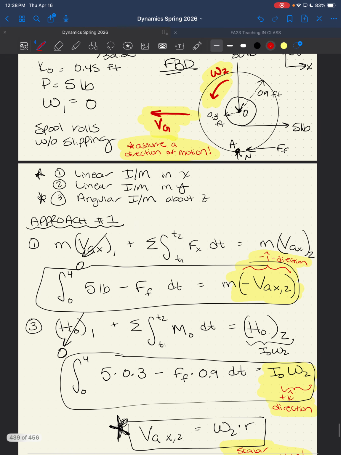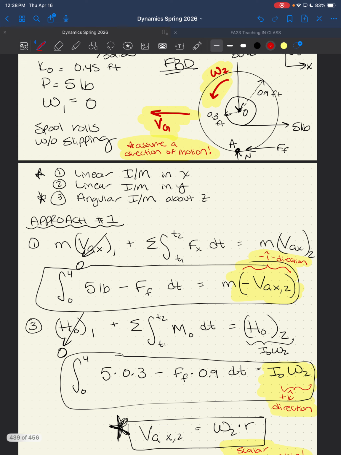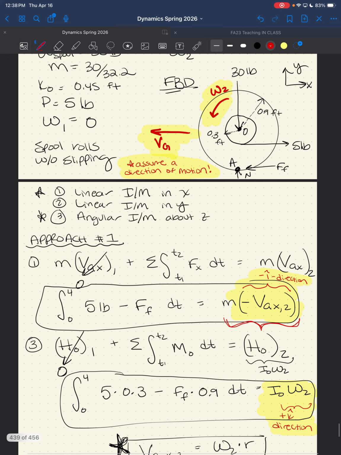Okay, so then when we were doing our linear momentum in the x, we needed to specifically keep track of the fact that we assumed the velocity at time 2 was going to be in the negative x direction, right? It points to the left, whereas I've assigned the x direction to be to the right. Okay, so I really did need this negative number here.